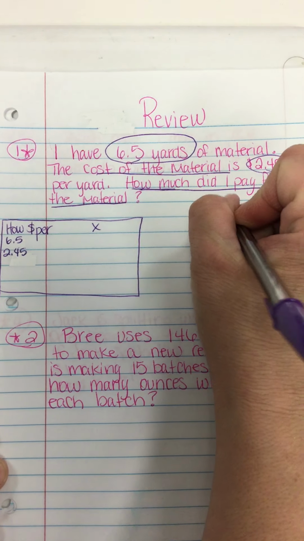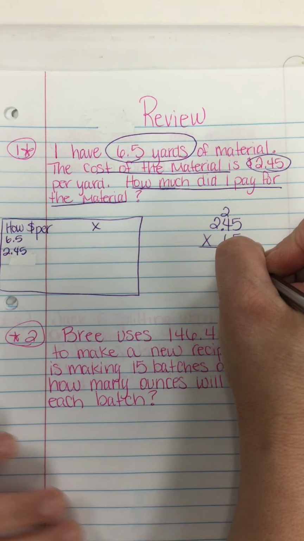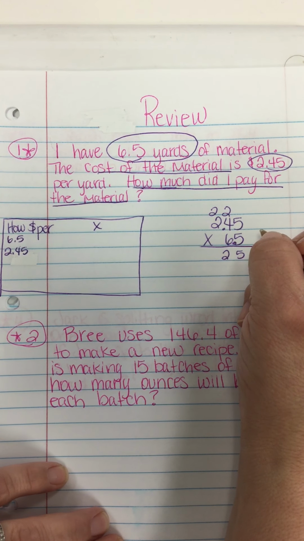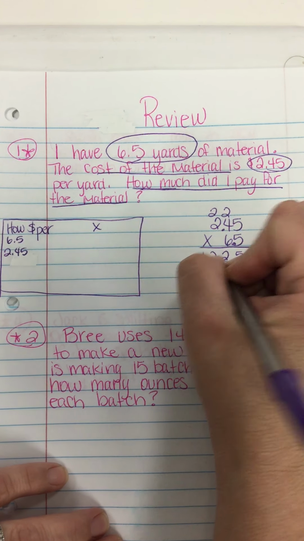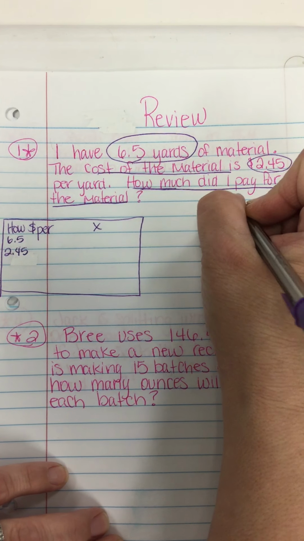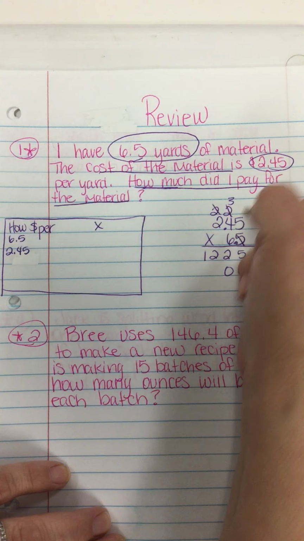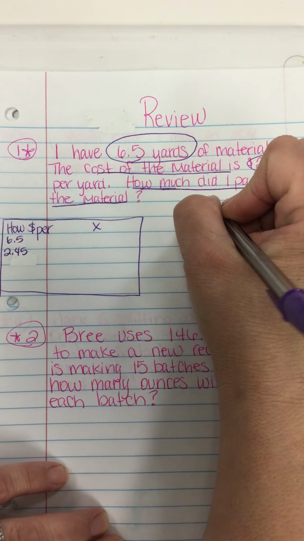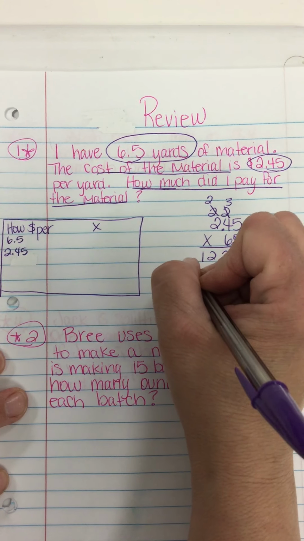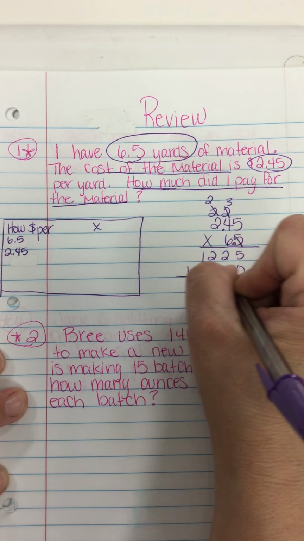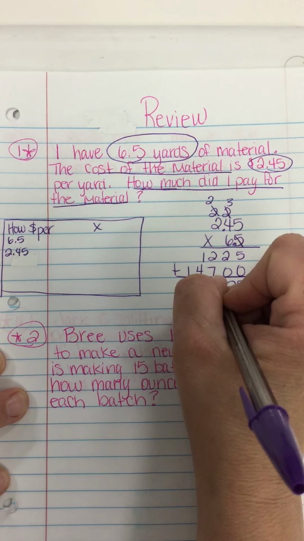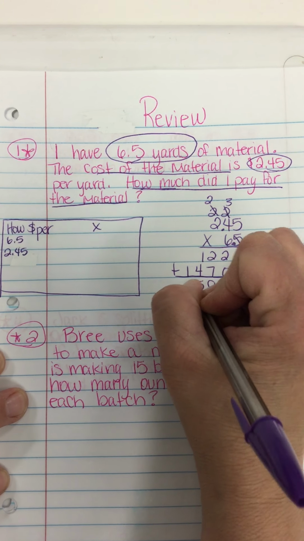5 times 5 is 25. 5 times 4 is 20, plus 2 is 22. 5 times 2 is 10, plus 2 is 12. Tic-tac-toe. 6 times 5 is 30. 6 times 4 is 24, plus 3 is 27. 6 times 2 is 12, plus 2 is 14. And then you add it up. 5, 2, 9, 5, 1.